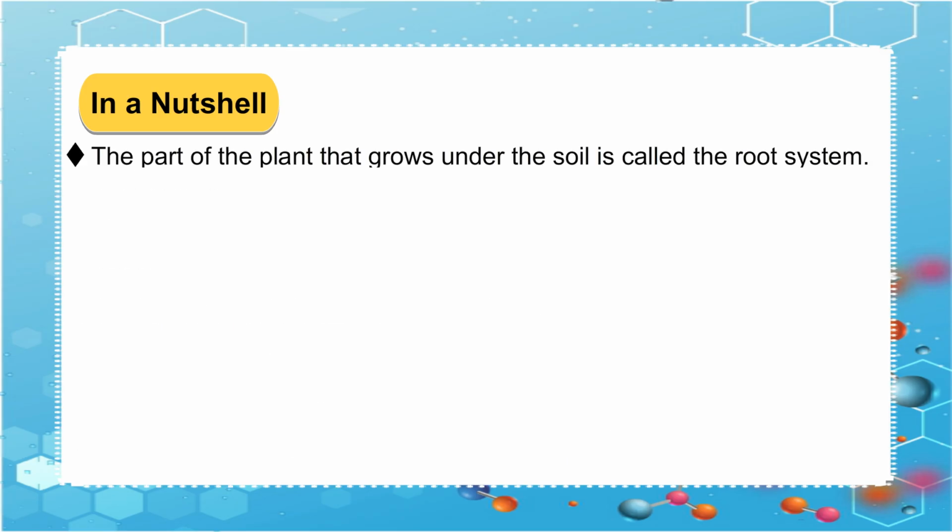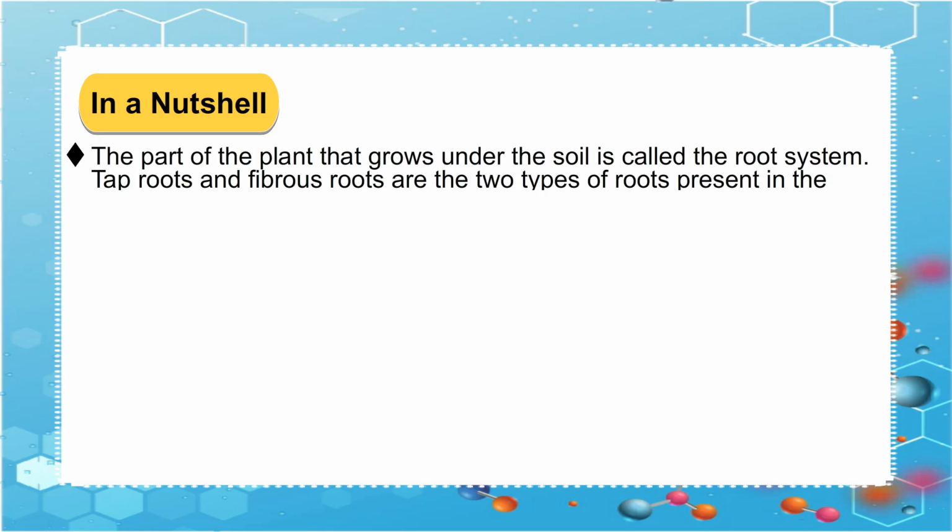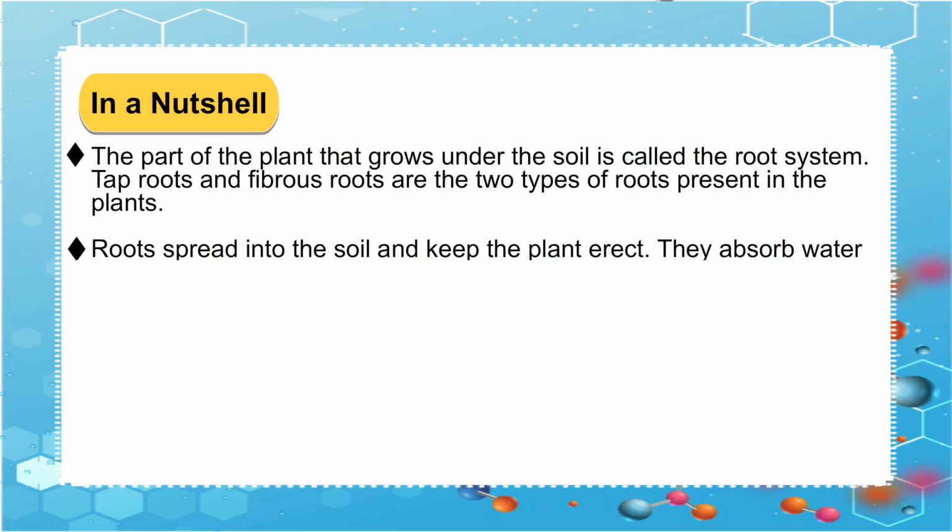The part of the plant that grows under the soil is called the root system. Tap roots and fibrous roots are the two types of roots present in the plants. Roots spread into the soil and keep the plant erect. They absorb water and nutrients from the soil.